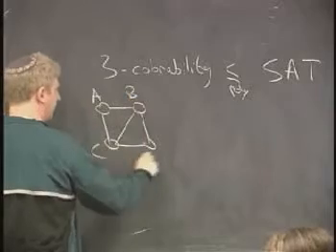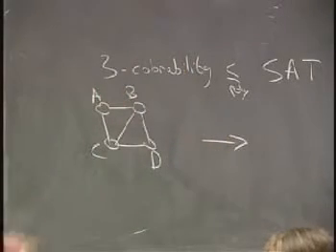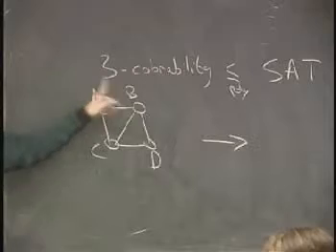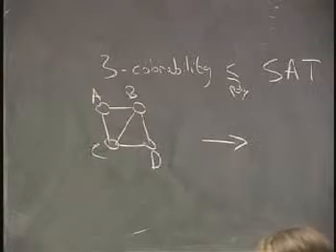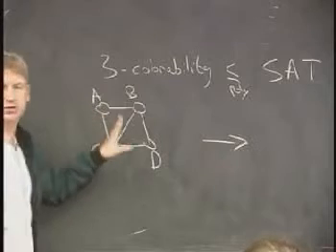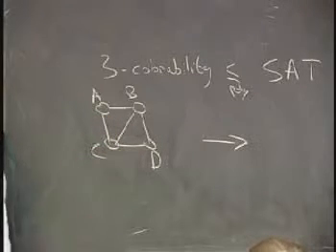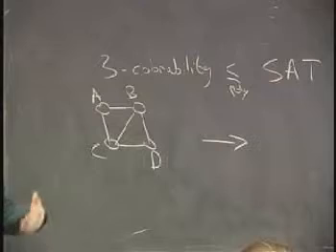A, B, C, D. I'm going to turn it into a formula. I want the formula to be true if and only if this graph can be 3-colored. Let's represent what it means to color this 3-color graph with a Boolean formula. Describe what has to be true in this problem to me. Describe it in English. We'll turn it to Boolean.